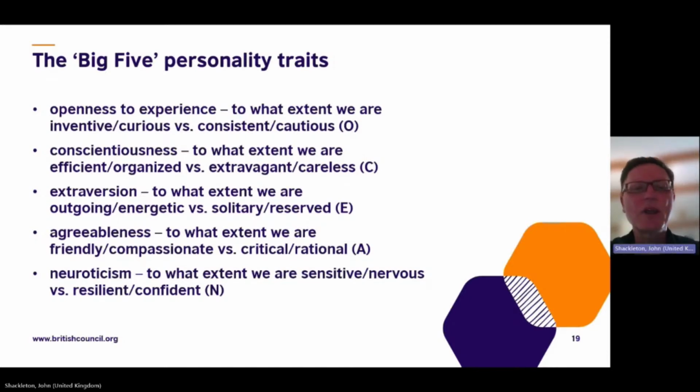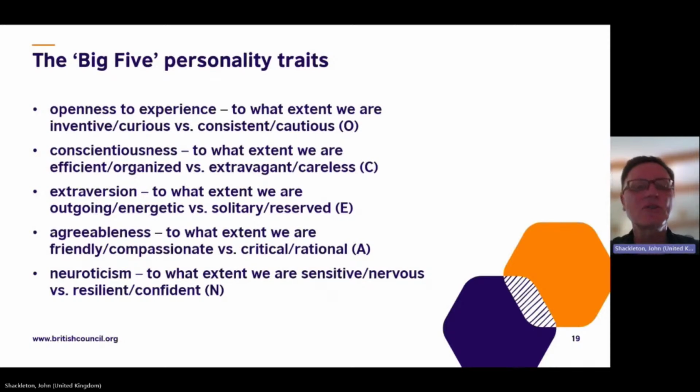Agreeableness. On the one hand, friendly, compassionate, very empathetic, looking for social harmony. At the other end of the scale, more rational, more driven by ideas, more critical, if you like, a cooler approach to how you relate to other people, as determined by your personality. And then finally, neuroticism, which is really to do with the extent to which you are, at one extreme, very sensitive, very easily troubled and disturbed, and at the other end of the spectrum, more resilient, more confident, and in a sense, more grounded in your personality.